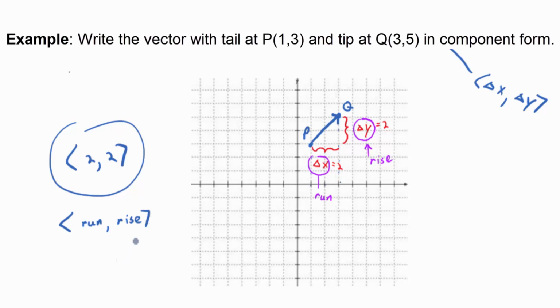But you know the slope formula. Remember, y2 minus y1 is your rise, right? x2 minus x1 is your run. You do want Q as your x2, y2. So if we take 3 minus 1, isn't that your run? And if we take 5 minus 3, isn't that your rise? Yeah. So take what you're already familiar with, the slope formula, and use it to do something new.